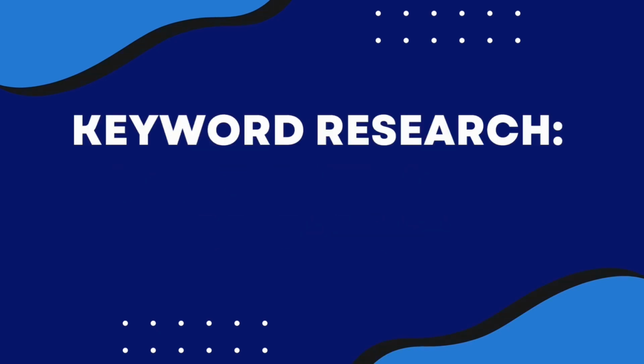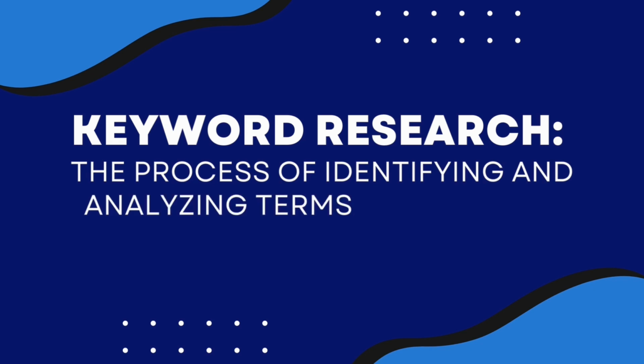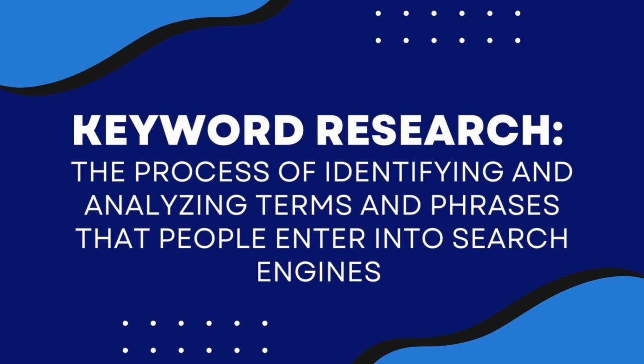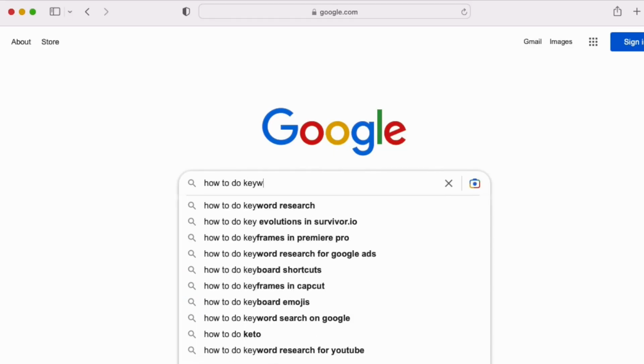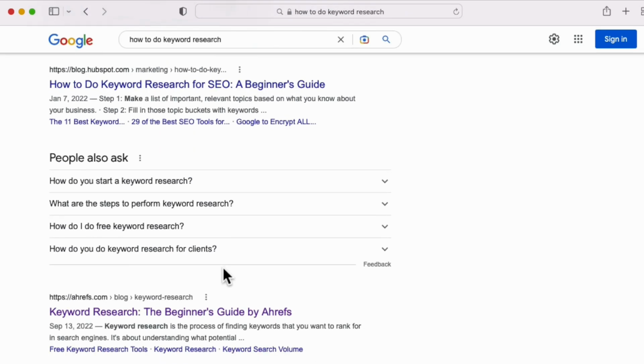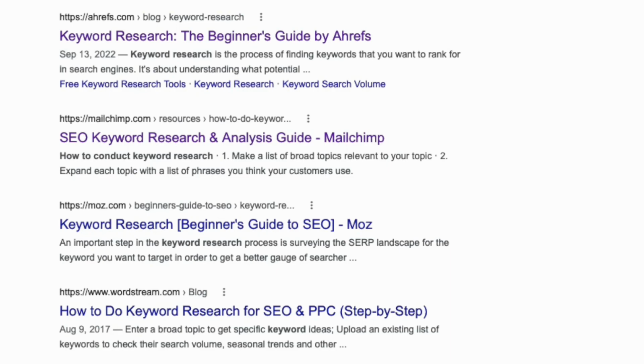Keyword research is the process of identifying and analyzing terms and phrases people enter into search engines like Google to find the solutions to their problems. They all have a goal or purpose. Search engines use these keywords to generate content that is appropriate and makes sense for your search. For example, when I search how to do keyword research into the search bar, all of the results include the phrase or some variation of the phrase.